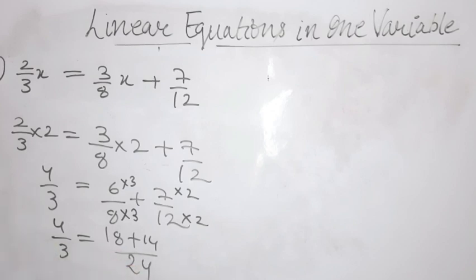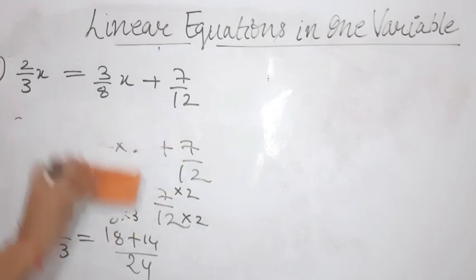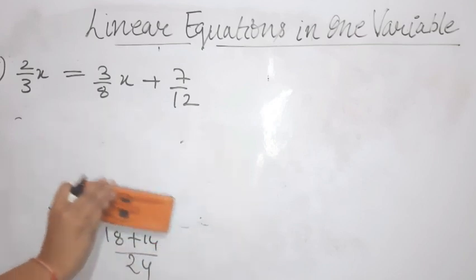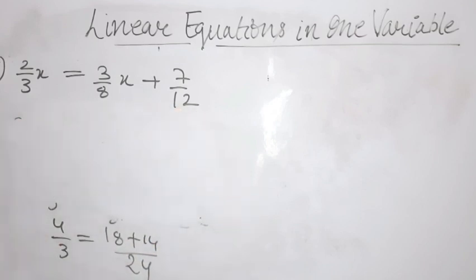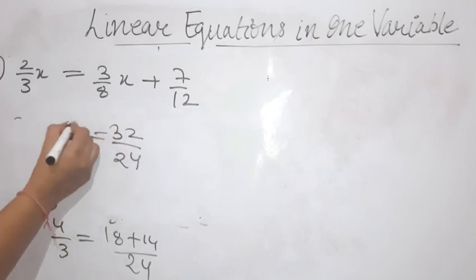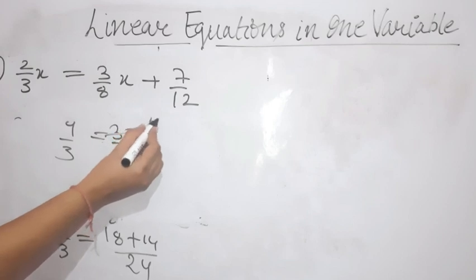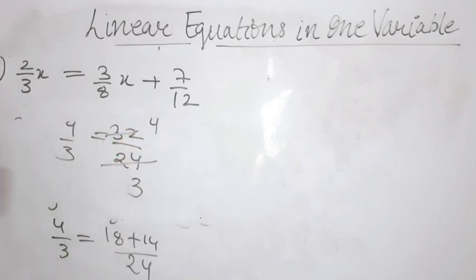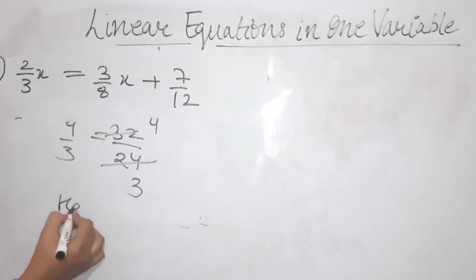Okay students? Now 18 plus 14 is 32. So 32 upon 24 is equal to 4 upon 3. We all know that 8 fours are 32, 8 threes are 24. So LHS is equal to RHS, hence it is verified.